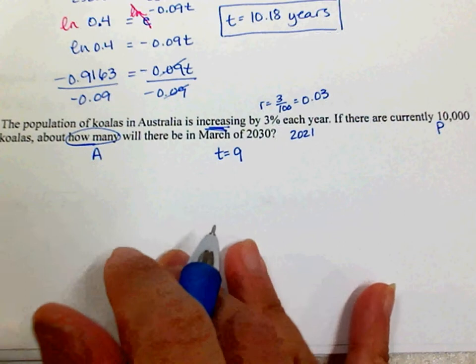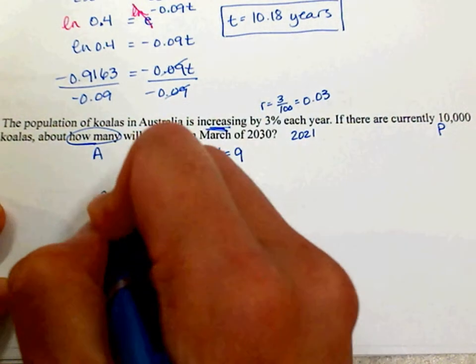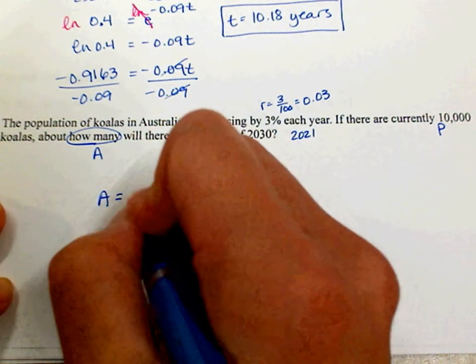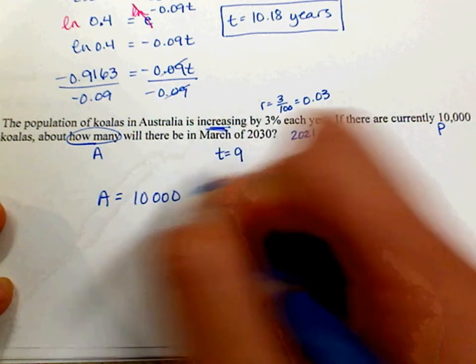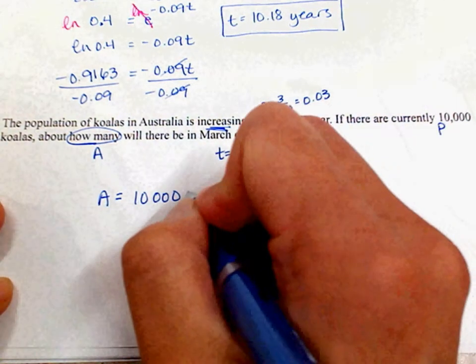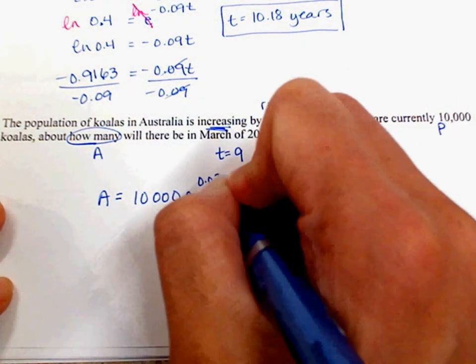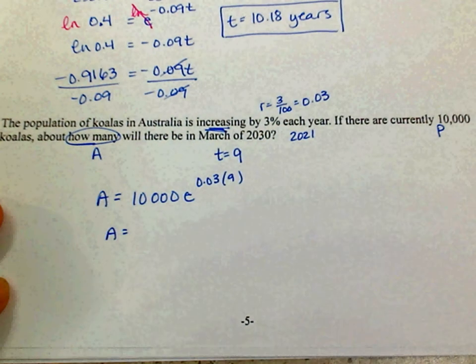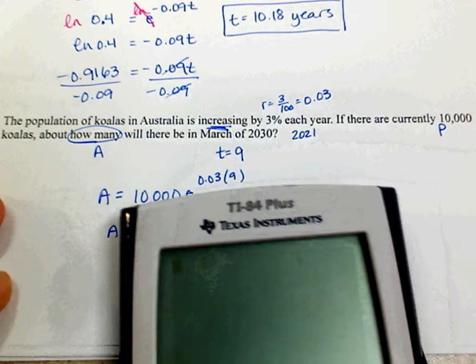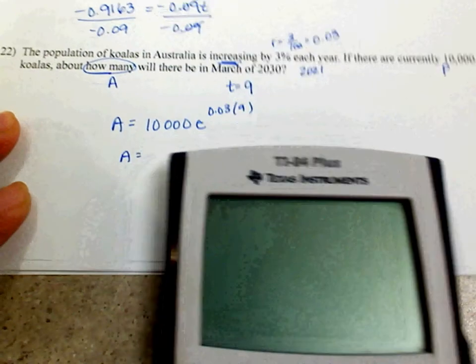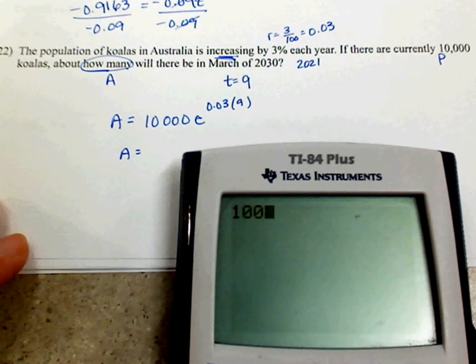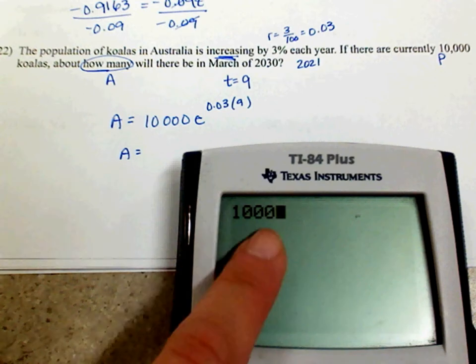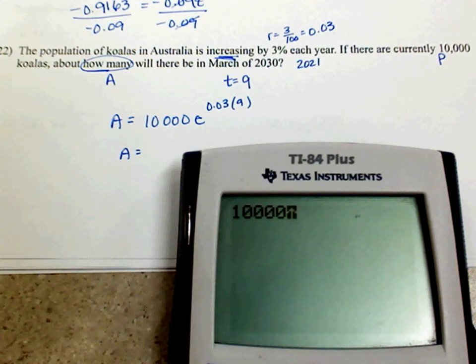Now we're going to plug it in. A equals, I start off with 10,000. Do not put a comma when you're doing the math. E, growing at 3% in 9 years. Okay? So just type that in. So guess what you have? 10,000. Count your 0s. That's 1,000. There's 10. Second E.